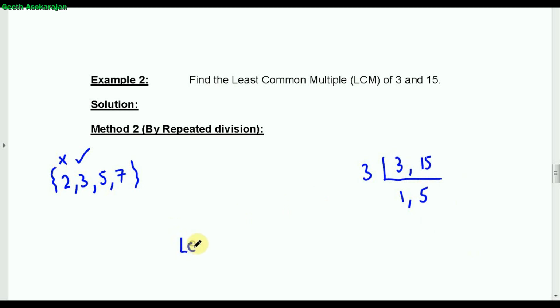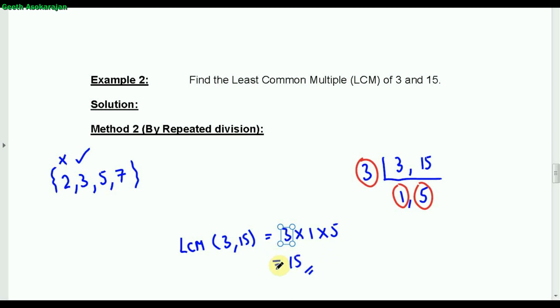And what you need to do is write down the LCM of 3 and 15. Remember the idea is we multiply these numbers, the 3 by the 1 by the 5. If I revert to the blue pen, 3 times 1 is 3, times 5 is 15. So 15 is the LCM of 3 and 15.